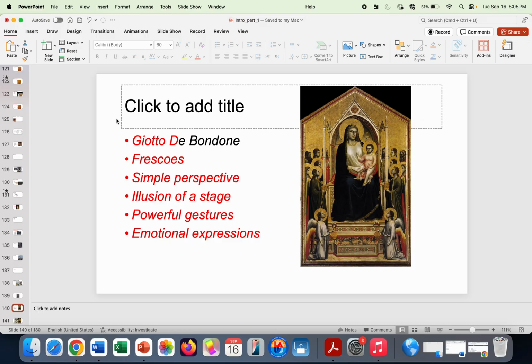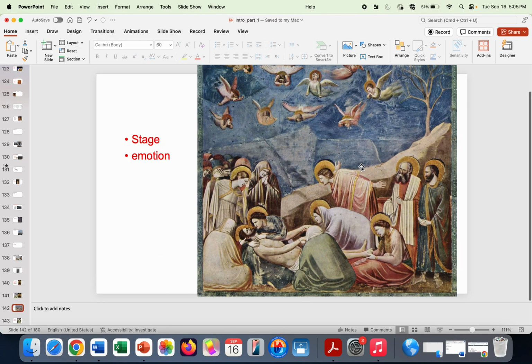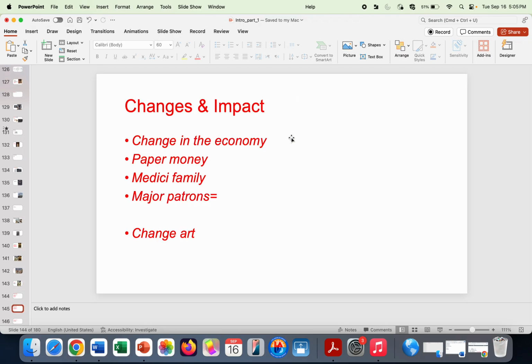But Proto-Renaissance is a guy named Giotto, and this is his painting here. And if you look on the left how flat and phony and two-dimensional it is, on the right his bodies look more real and they have more emotion. That's Giotto. And it almost looks like a stage. It has depth. It has real emotion here. That's Giotto.